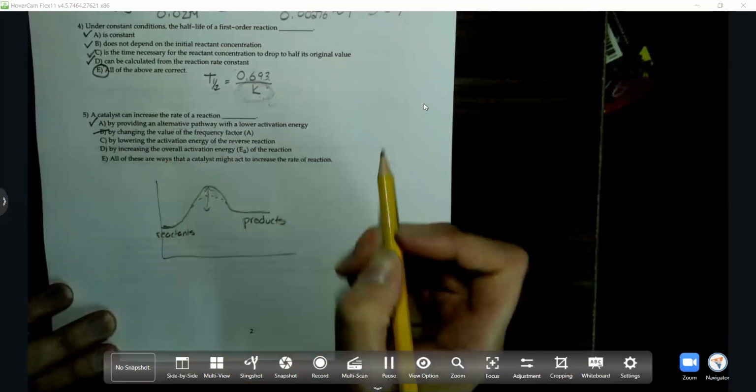Lowering the activation energy of the reverse reaction. We don't want the reaction to go backwards. That's not going to increase the rate of the forward reaction. Increasing the overall activation energy, if we have higher activation energy, it's more of a barrier to form products. So that's definitely not true. So all the other answers are not true. So our answer is A.